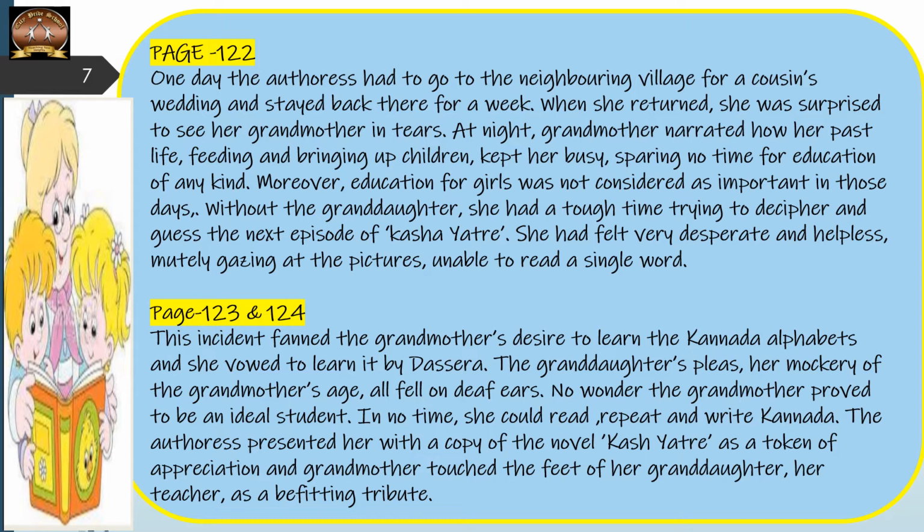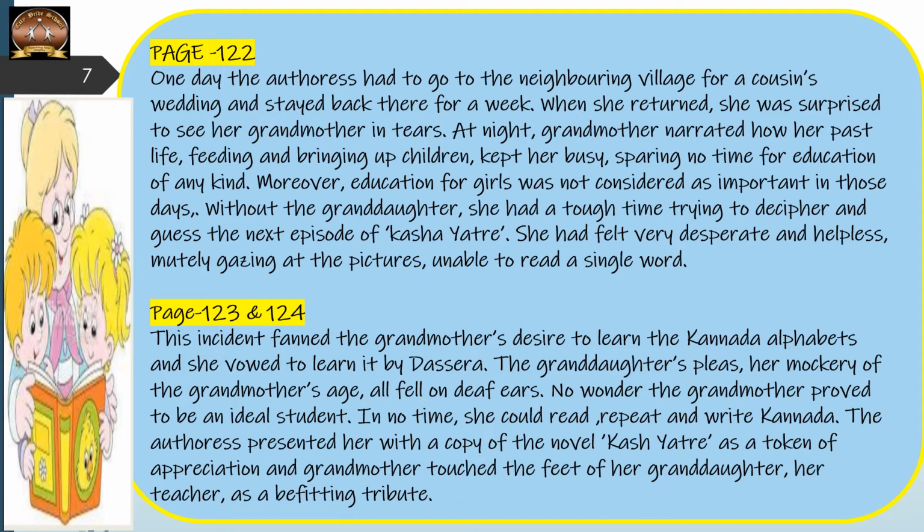All of this she shares with her granddaughter. Please read pages 123 and 124. In these pages, the writer mentions that this particular incident arouses a desire in grandmother's mind to learn Kannada alphabets. So she makes up her mind and she discloses her desire to her granddaughter that she wants to learn how to read and write. And she also promises herself that by Dasara, she will make sure that she is able to read and write.